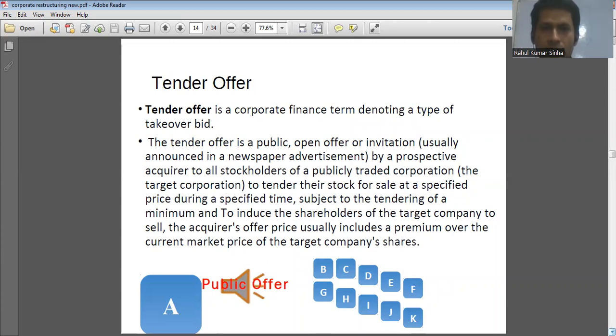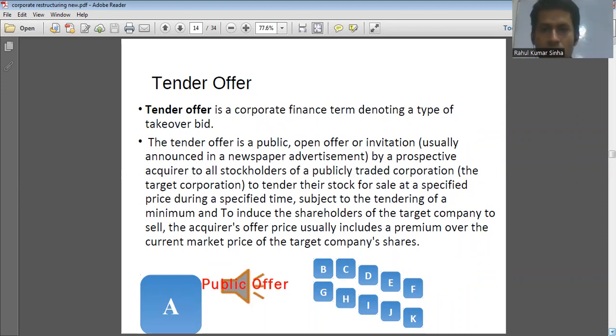And next is the tender offer. In the tender offer, in corporate finance, you go for a takeover bid. The tender offer is a public, open offer or invitation, published in the newspaper through an advertisement, by which the acquirer asks all stockholders of a publicly traded corporation to tender their stock for sale at a specified price during a specified time. So in the tender offer, the company gives the offer at a specified price, where they are looking to acquire the shares of the target company.